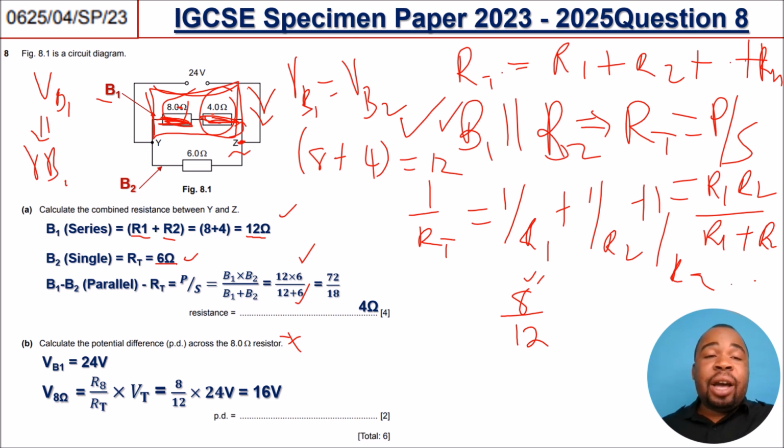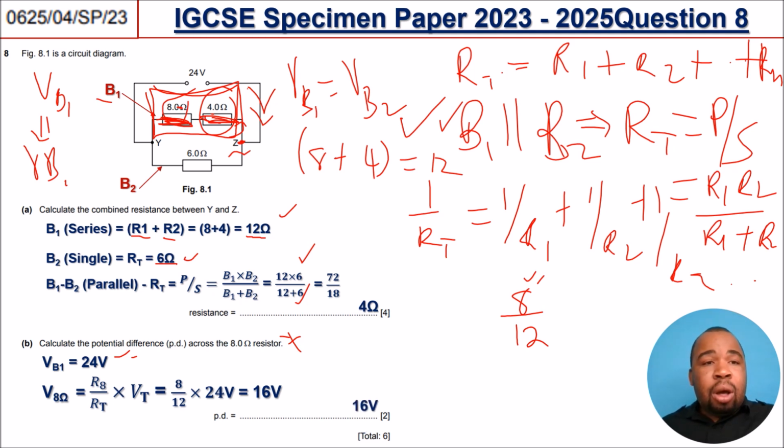How much voltage is divided across that branch? We have seen that there is 24 volts. So we are going to say 8 divided by 12 times 24, and we'll find that the voltage across that resistor is 16 volts. Right, so this is one question. You can find the question in the IGCSE specimen paper, the 2023 to 2025 specimen paper, and it's on question number 8, and that's how you are supposed to deal with it. I hope I've addressed all those questions which were coming to my desk.